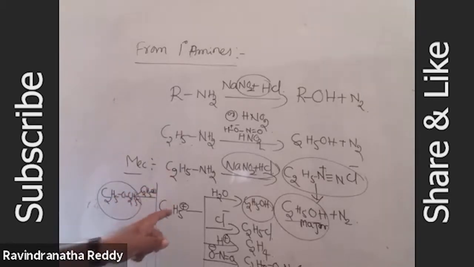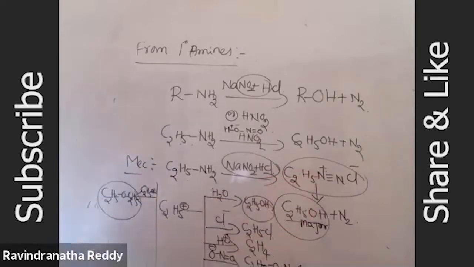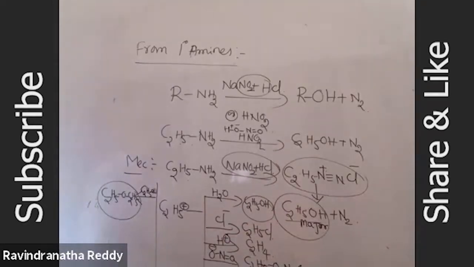So what is the conclusion? The intermediate is a carbocation, formed along with C2H5 plus, N2 and Cl minus. If rearrangement is possible, you can do the rearrangement. Finally, you can write the answer: the final answer is alcohol. Suppose I give one question.